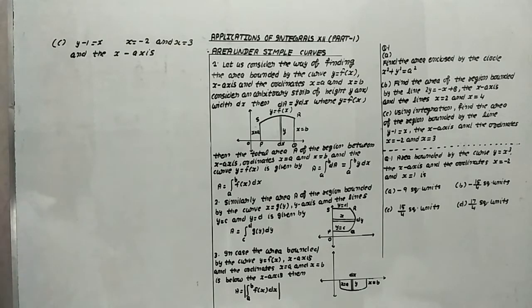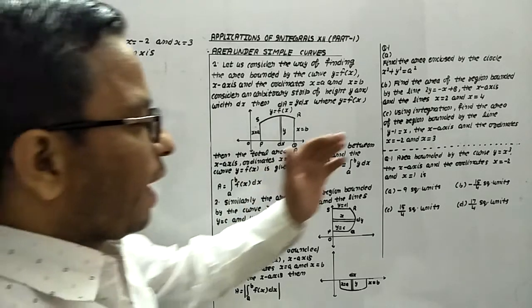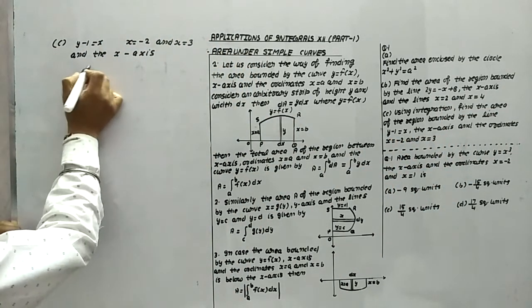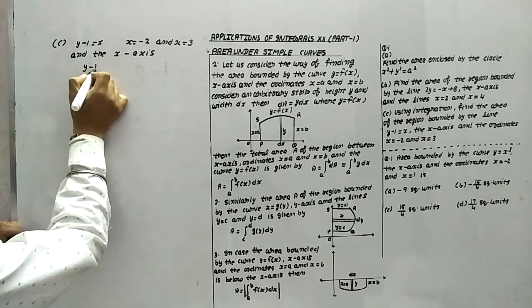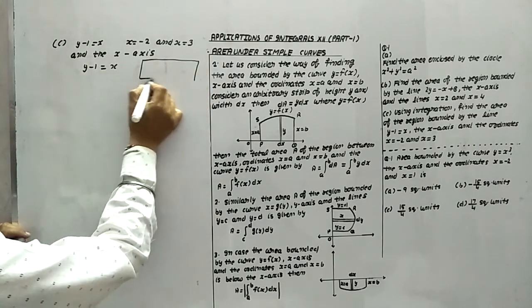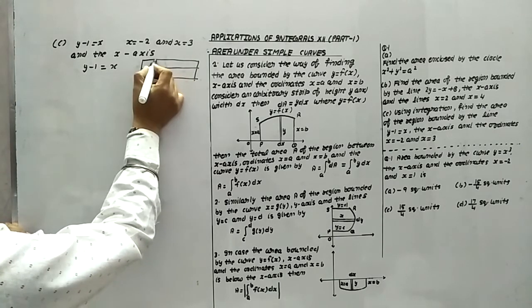Now in this C part, we have to find out the area of the region bounded by the line y minus 1 is equal to x, the x-axis, and the ordinates x is equal to -2 and x is equal to 3. First of all, we have y minus 1 is equal to x. To draw the graph of this line, first of all, we will take the points.